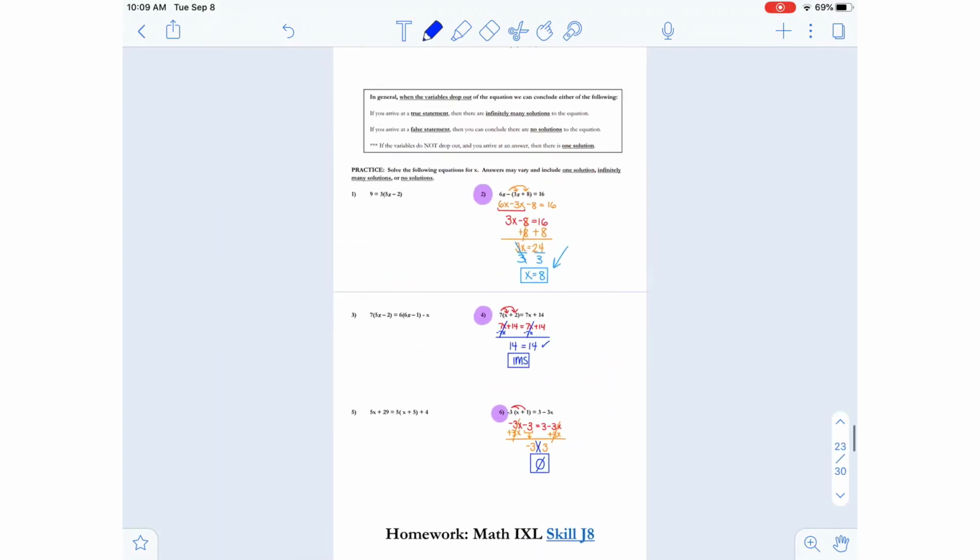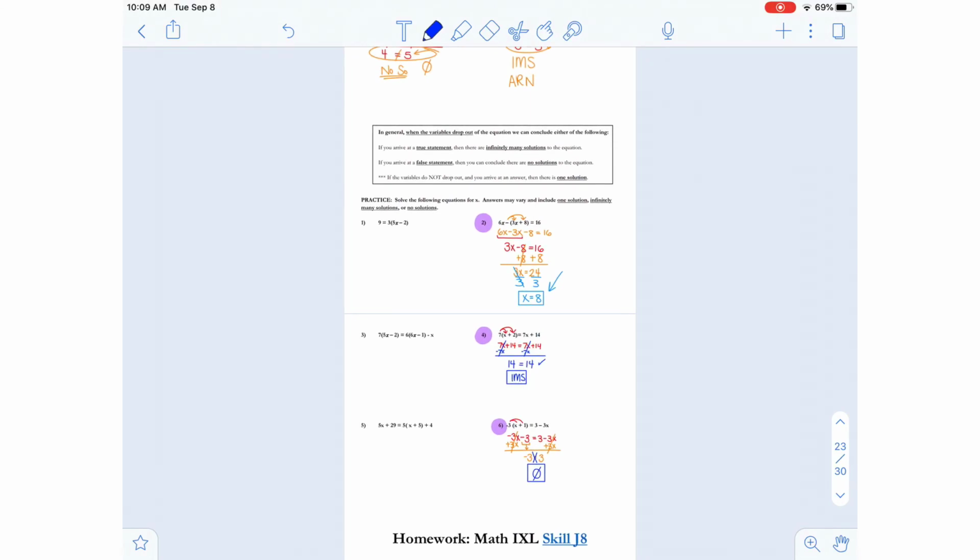Okay, so one more time to summarize. Some equations will give me one solution. That's when I get an answer for x. Other equations, if all of the variables cancel out and I get a true statement, then I have infinitely many solutions. And if all variables cancel out and I get a false statement, then there's no solution to the equation.